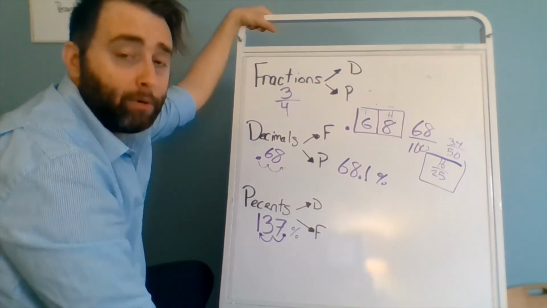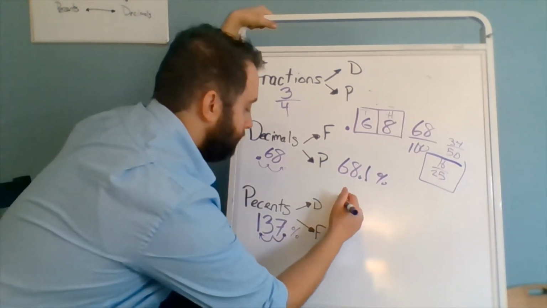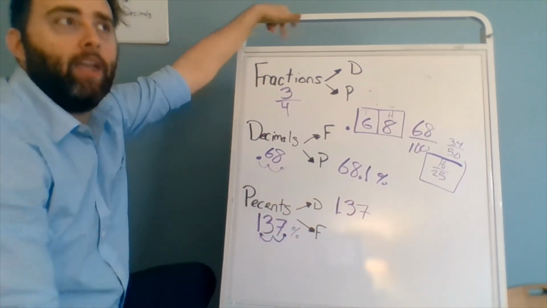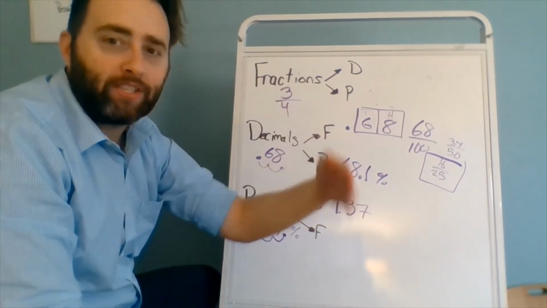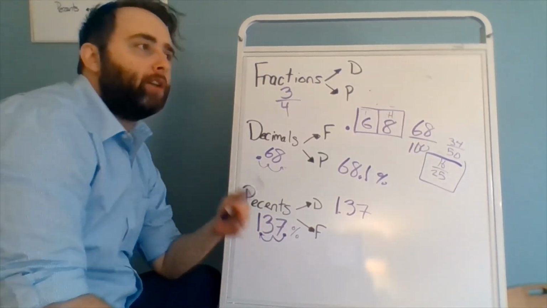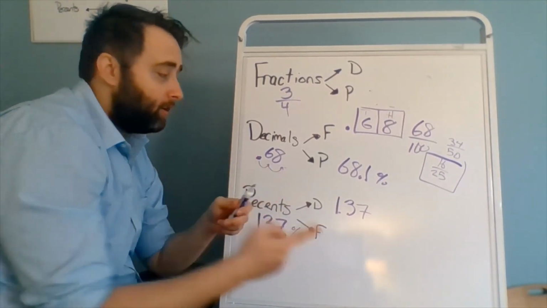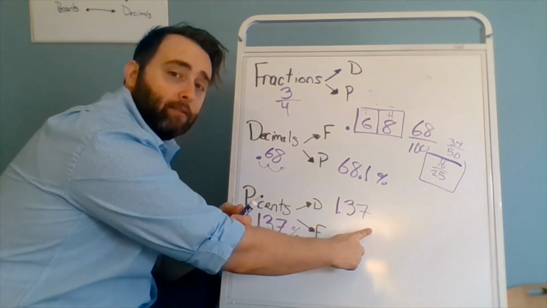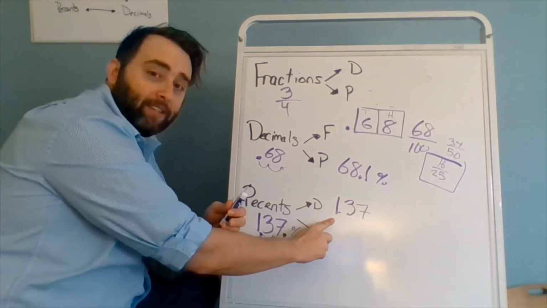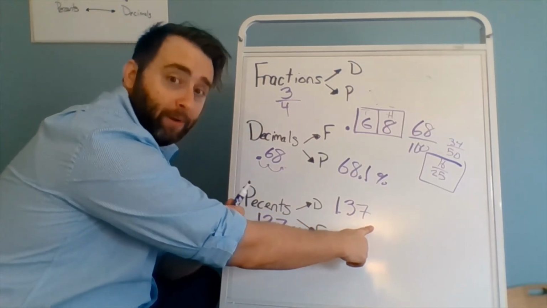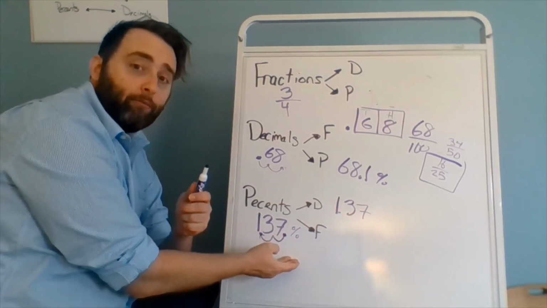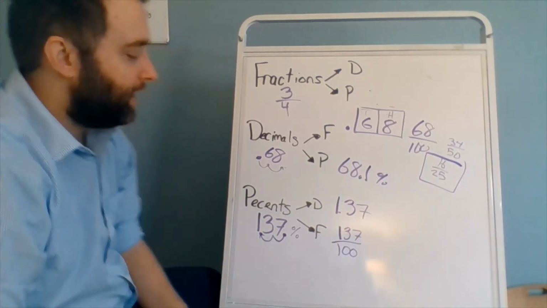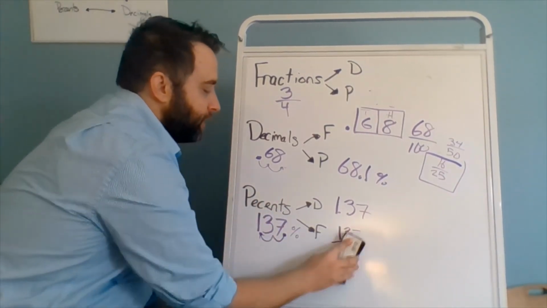137% as a decimal is 1.37. Because think about it, 137% means I have one whole. If I have 100%, I have one. So I have 100%, and 37%. I have one whole pizza and 37% of another pizza. I have 137% of a pizza. Not a fraction. Okay, so percent, because you're going to need this for tomorrow.